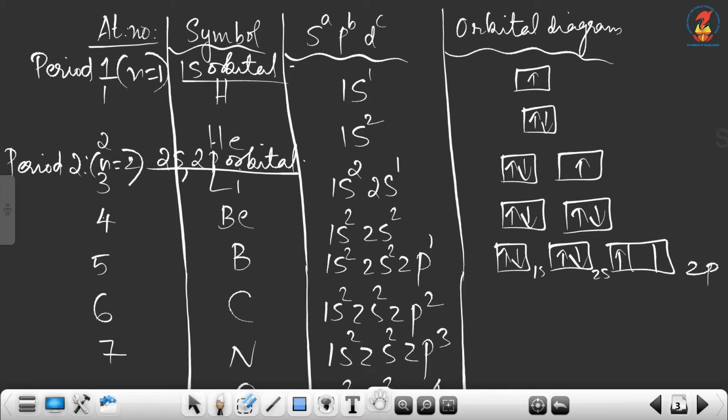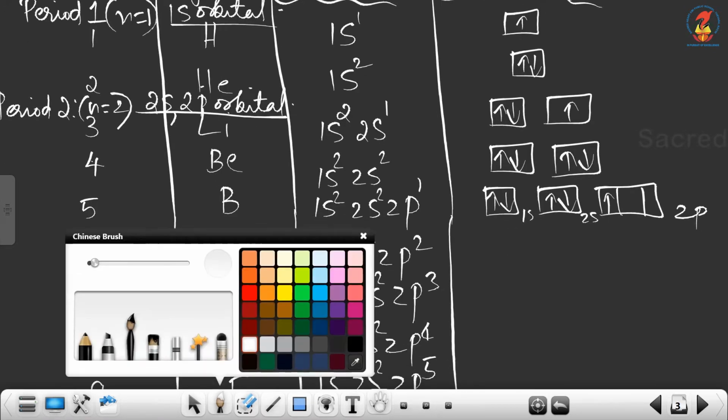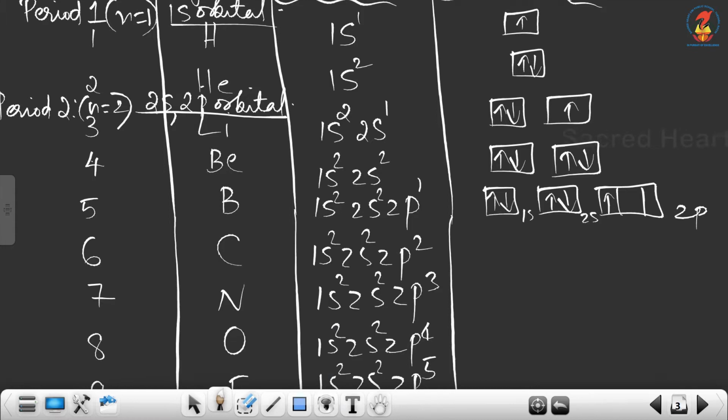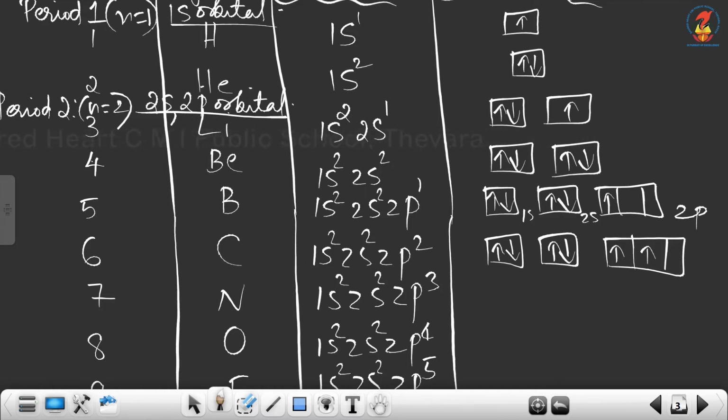Okay. Now next we have 1s2, 2s2, 2p2, that is for carbon. According to Hund's rule, the second electron will not be paired. Instead each orbital gets singly occupied, and only after that does pairing take place.